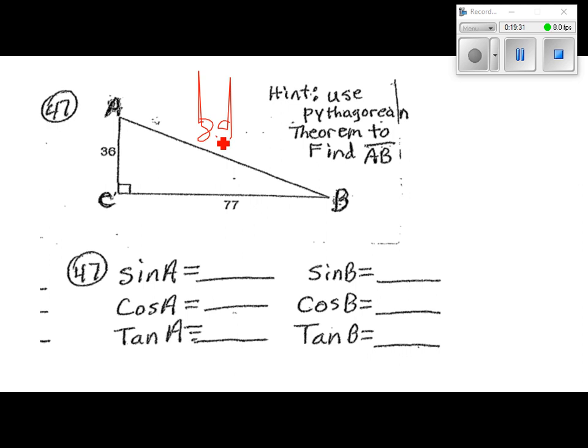Now we pick an angle. We're gonna start with angle A again, I guess. So put the little arc in angle A, draw your arrow going across. So that 77 is the what? Opposite leg. What's the 36? Adjacent leg. What's the 85? Hypotenuse. Label the triangle every time.